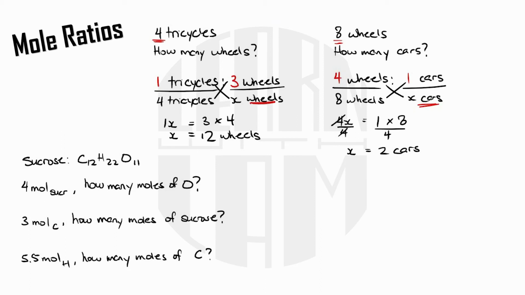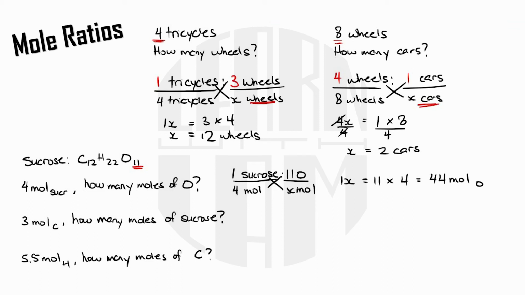All right, let's get started. First thing I need to do is, as always, set up a ratio. In this case, the ratio is sucrose to oxygen. Looking at the chemical formula, I can see that 1 sucrose has 11 oxygens, so that's my ratio. I know I have 4 moles of sucrose, so I'm going to write that on the sucrose side of my ratio. And I don't know my oxygen, so I'm going to put an X on the oxygen side. From there, we cross multiply, and I get 44 moles of oxygen.